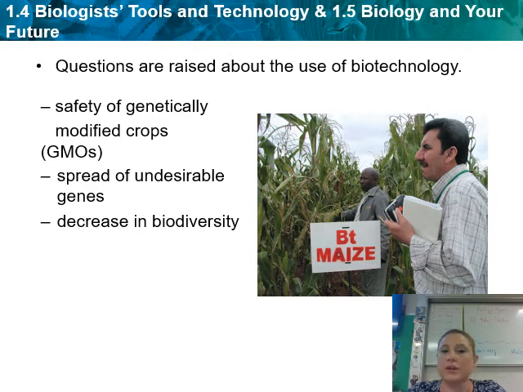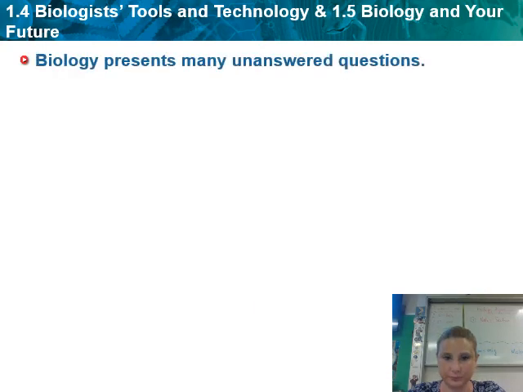Sometimes we can stop the spread of undesirable genes, or we might actually be the cause of the spread of undesirable genes. Sometimes this leads to a decrease in the biodiversity on our planet. These are just little touches on some of the questions and concerns that we will talk about as we go through. These are all ethical considerations that we will talk about when we talk more about genetics.